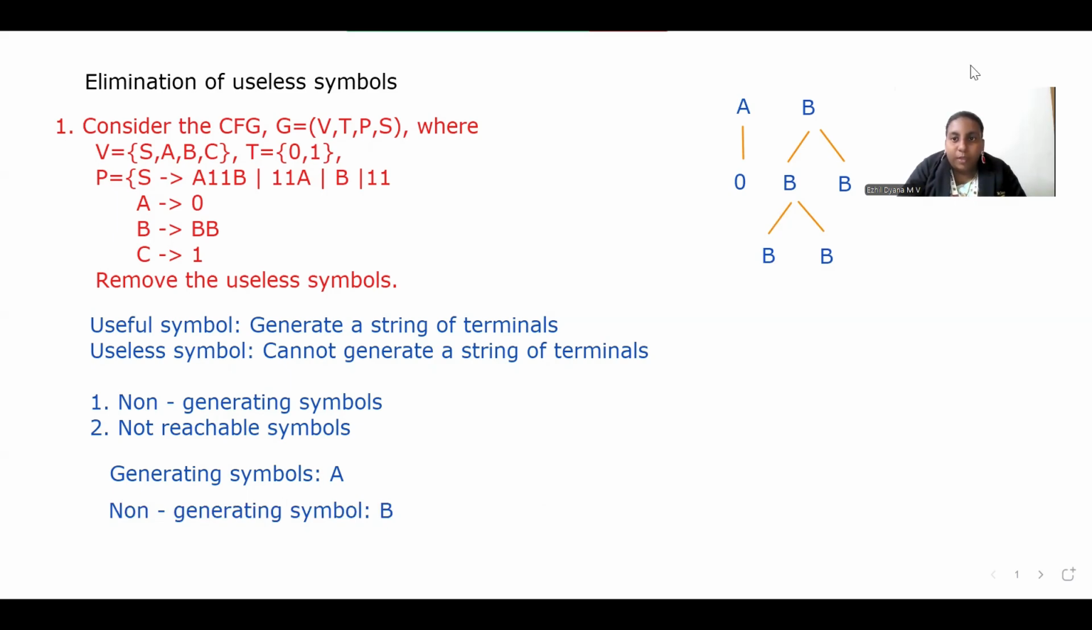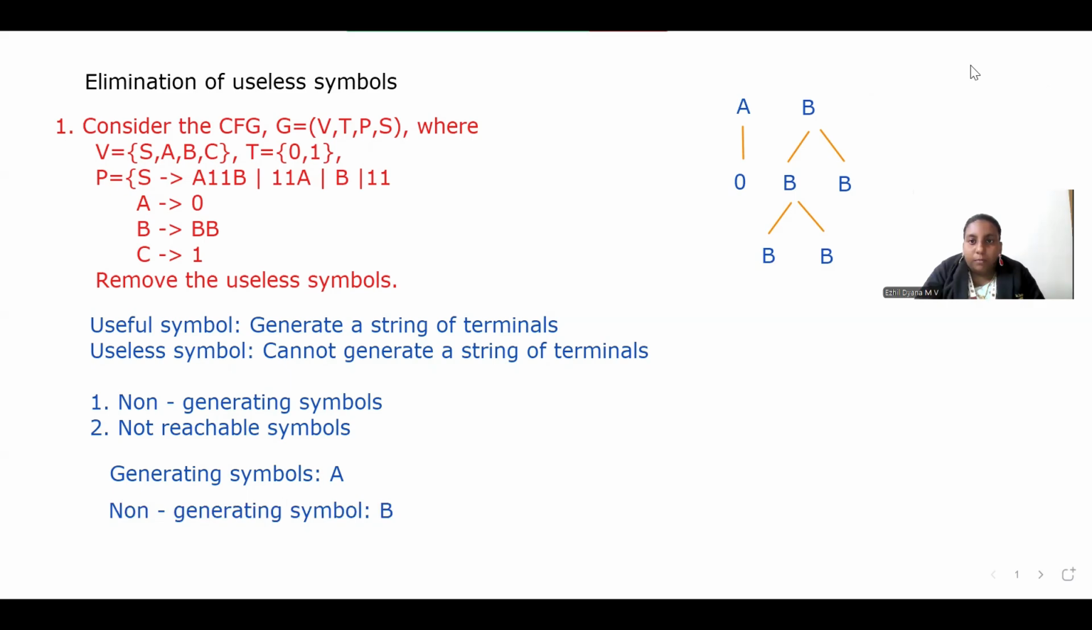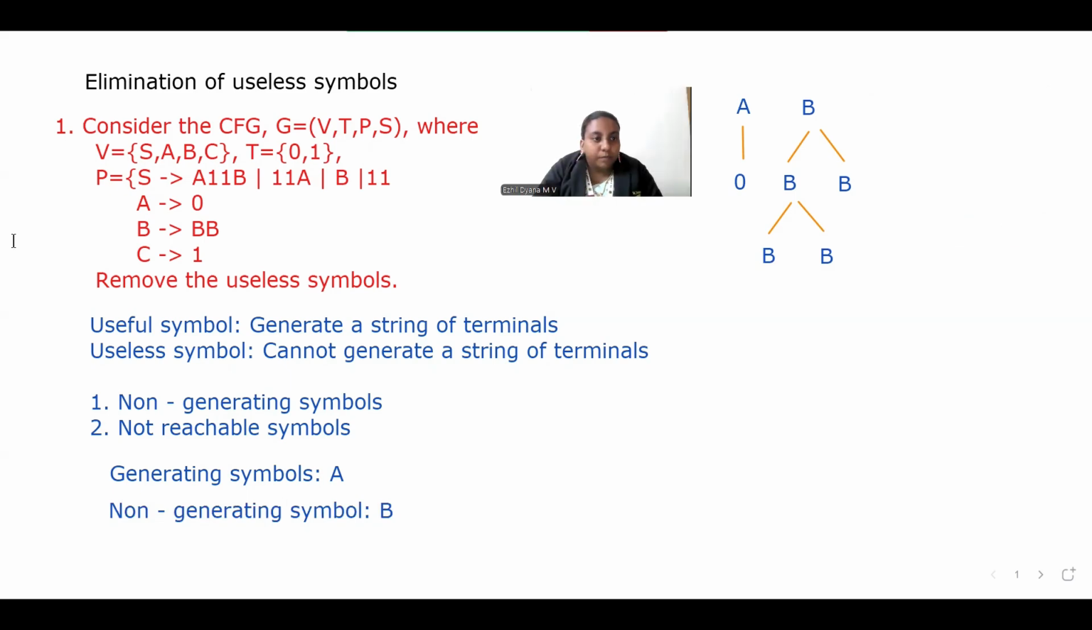Now we'll see the other symbols as well. Next, we'll go with C. For C again, we have only one production, which is C tends to 1. 1 is a terminal, so C is generating. When you construct the parse tree, you will have C tends to 1. As 1 is a terminal, it is a generating symbol. So you write C as a generating symbol.